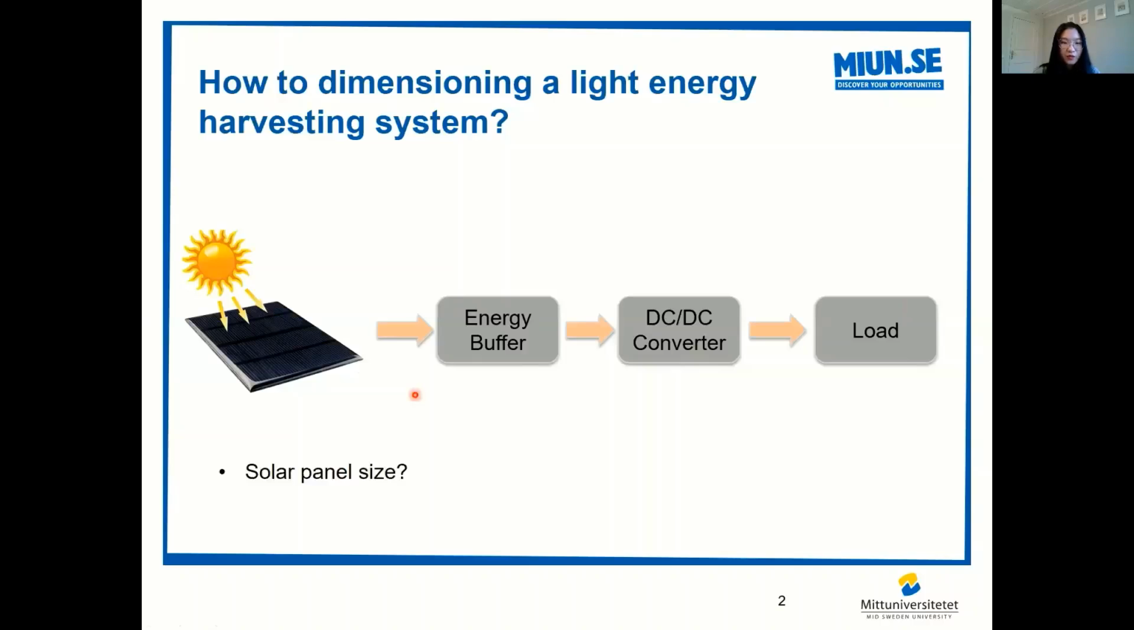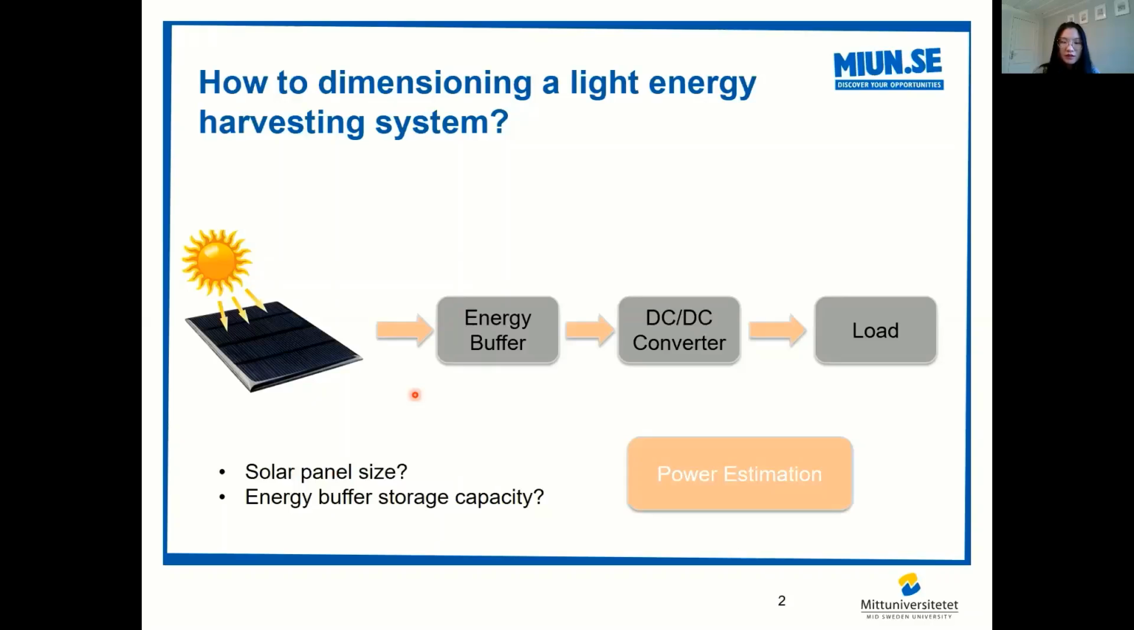For example, what would be the solar panel size? And what would be the energy buffer storage capacity? In order to solve these questions, we need a power estimation method that can be used to estimate the available energy that can be harvested from the ambient environment.